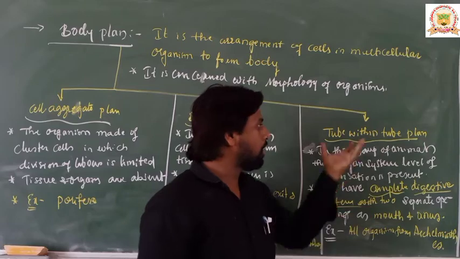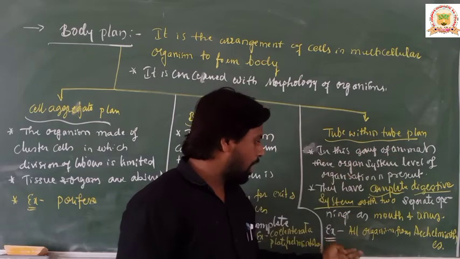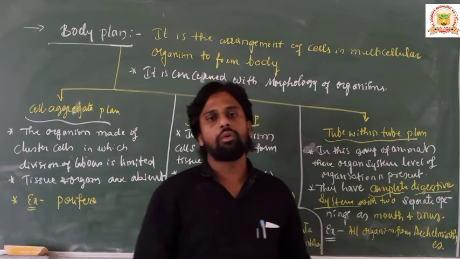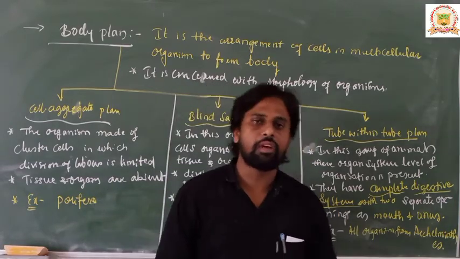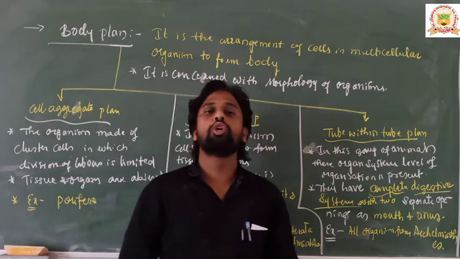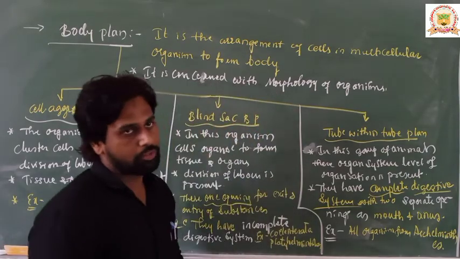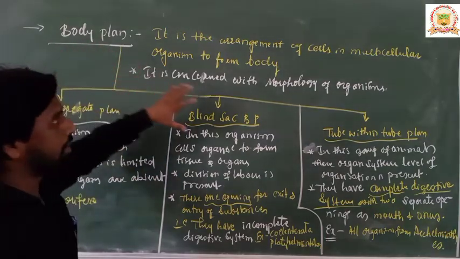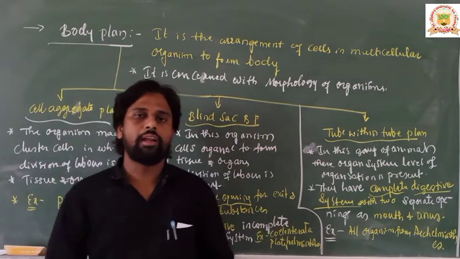So this is about another group of animals. For example, all the organisms from the Aschelminthes come under the group of tube within tube body plan, students. So in this way, we can say the body plan gives the different types of organisms.